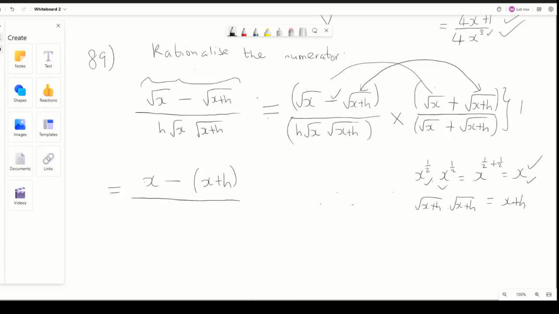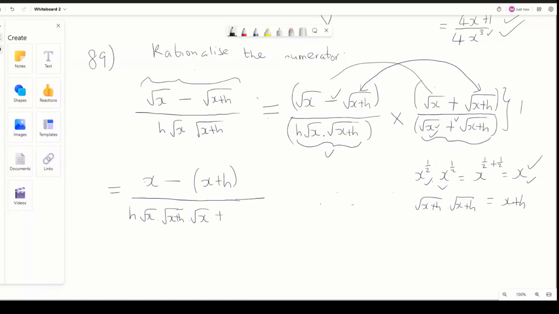Let's see what happens in the denominator now. So there I've got one term here. This is one term. I must multiply it by the two terms in here. So I'm first going to multiply this by the square root of x. So this is what I'm going to do: h square root of x, square root of x plus h, times the square root of x here. Right, and then I say plus.